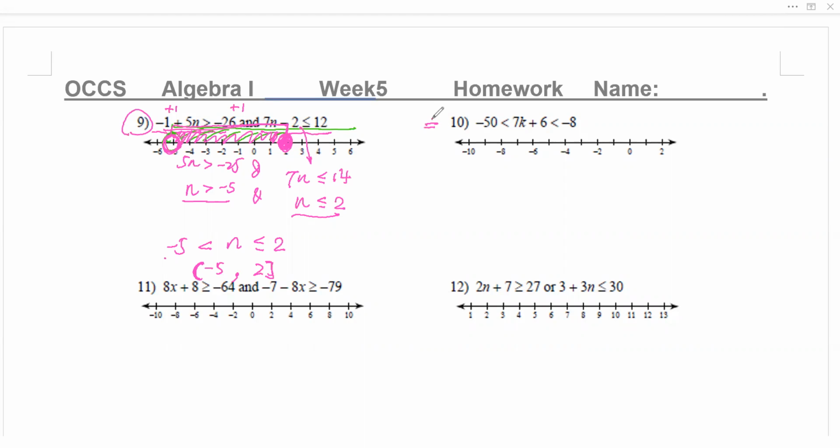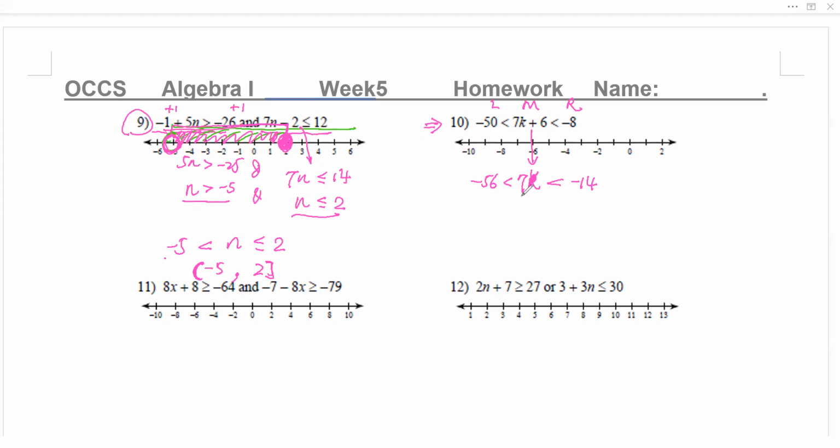So see number 10. Here is the compound inequality. It also has two inequalities. We call them left, middle, and right. Let's do the transformation. The three parts, left, middle, and right, all minus 6. So the middle part is 7k, the left is negative 6, negative 14, and the right is negative 56.